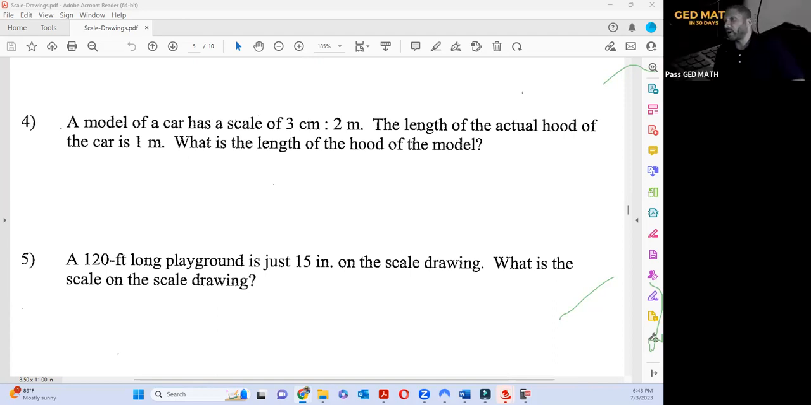So a model car has a scale of 3 centimeters to 2 meters. The length of the actual hood of the car is 1 meter. What is the length of the hood of the model?